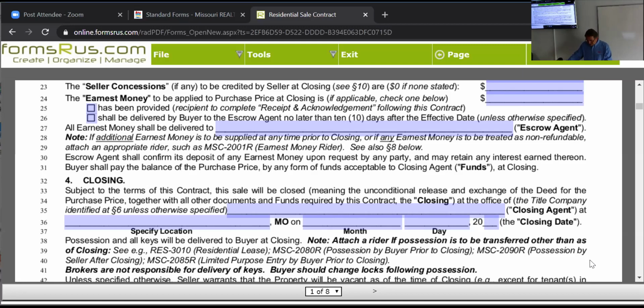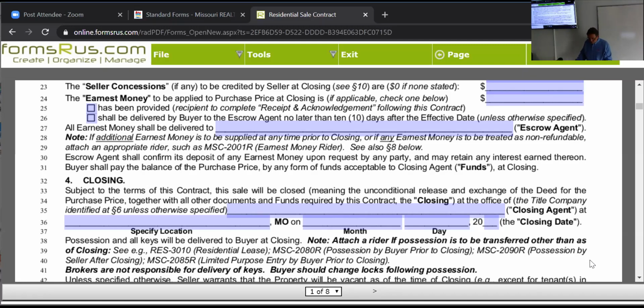So if that does happen, and this occasionally happens if you have to extend a contract, or if you're doing new construction and you make changes to the contract, you may have to have additional earnest money. And trust me, sometimes builders want it to be non-refundable.